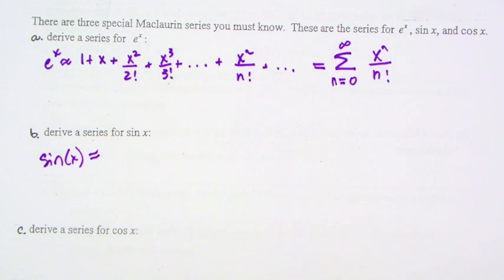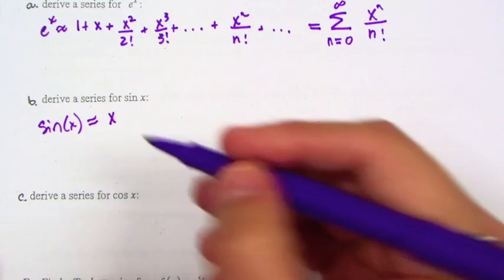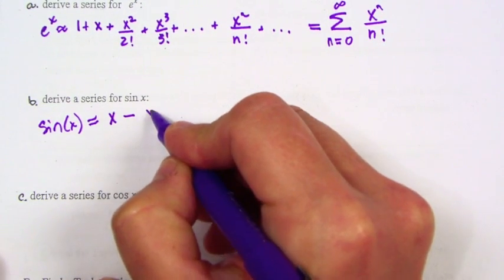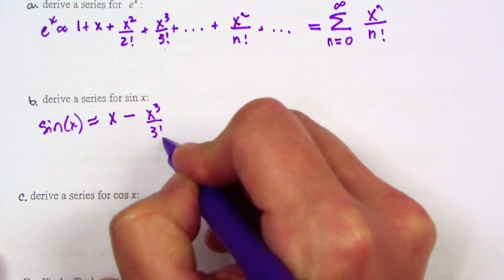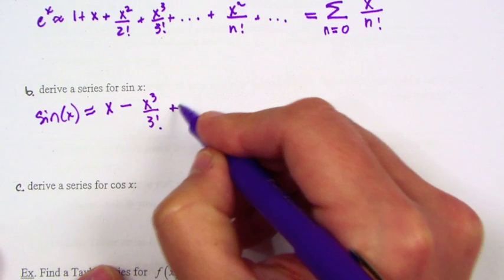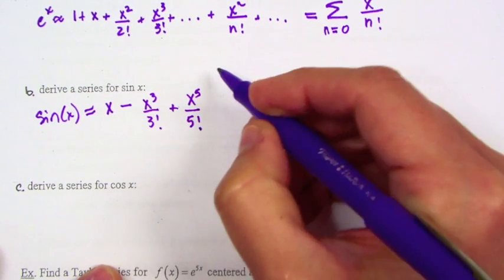Okay, sine of x. Sine is which powers? The odd ones. So if it's the odd powers, it's going to start with x, because it's x to the first. So I'm going to have x minus, and it's alternating, x cubed over 3 factorial, and then plus x to the 5th over 5 factorial.